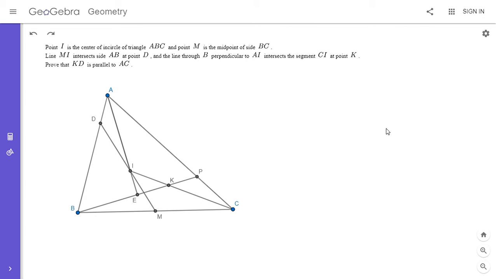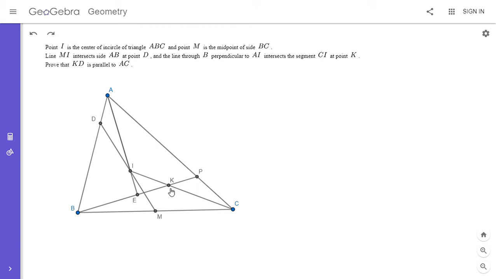Alright, so I'm going to go over the solution. Point I is the incenter of triangle ABC, and M is the midpoint of side BC. The line MI meets side AB at point D, and the line through B perpendicular to AI meets segment CI at K. And we want to show that KD is parallel to AC.